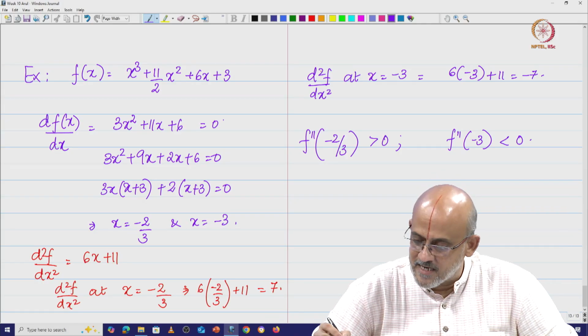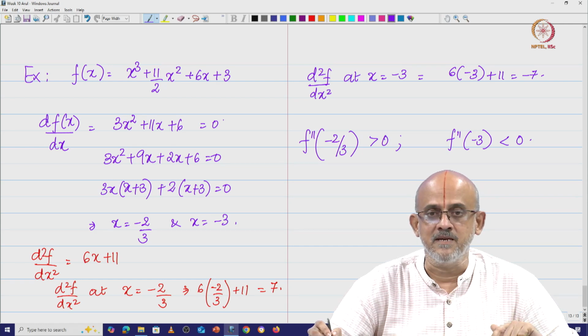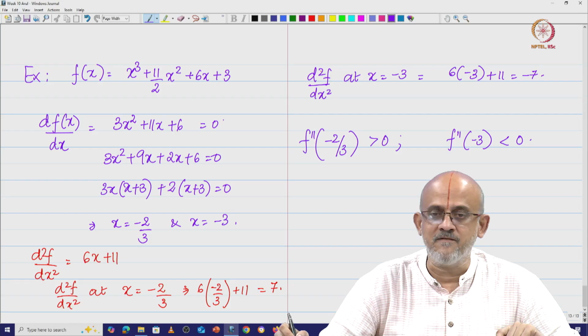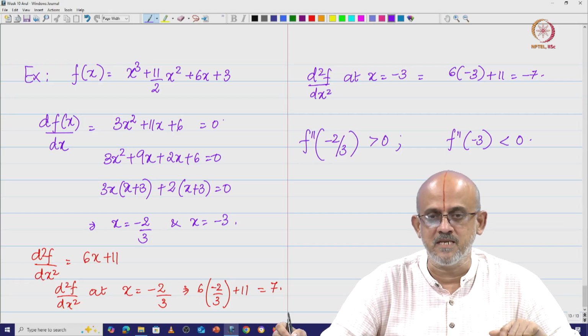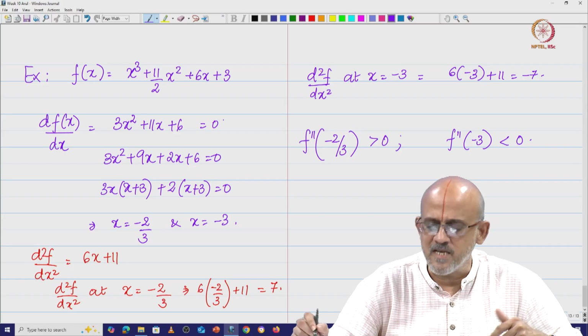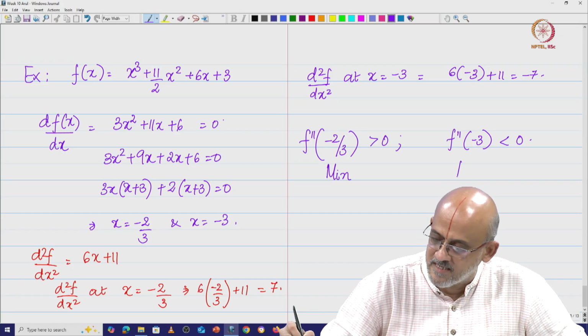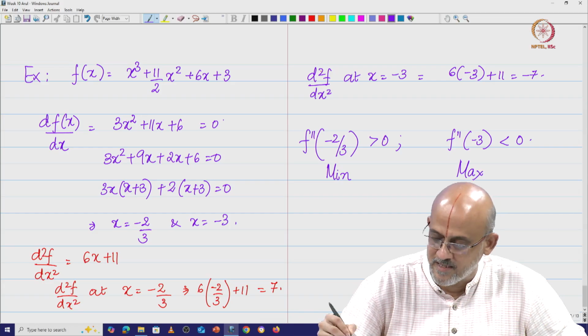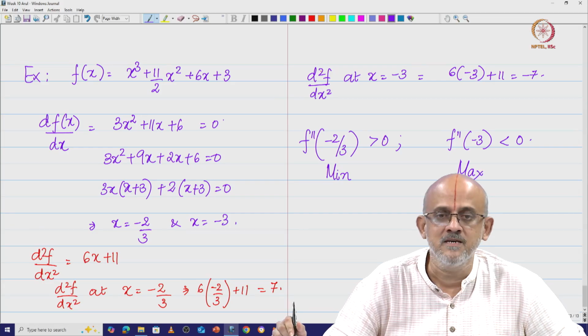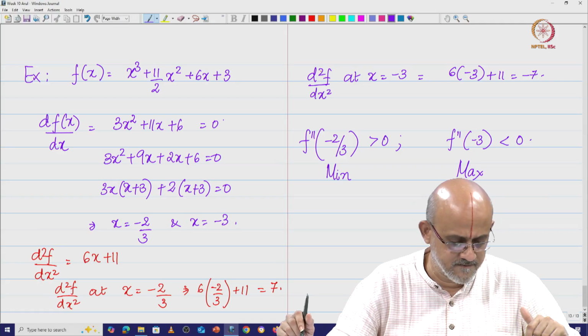Whenever f double dash is greater than 0, that means I have a minima there. Whenever my f double dash is less than 0, that means I am going to have a negative slope, and therefore I am going to say that I have a maxima there. So let us check this. So at minus 2 by 3 I am going to have a minima, and at minus 3 I am going to have a maxima. So let us see what is the value that we get of the function.